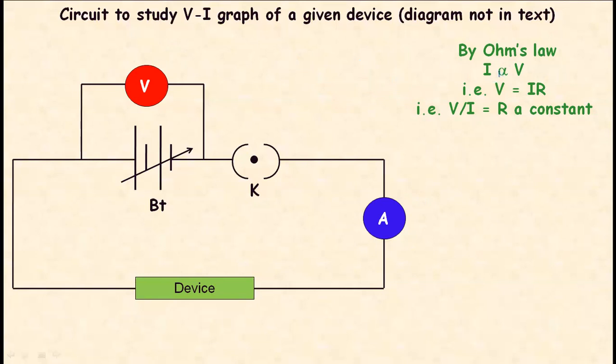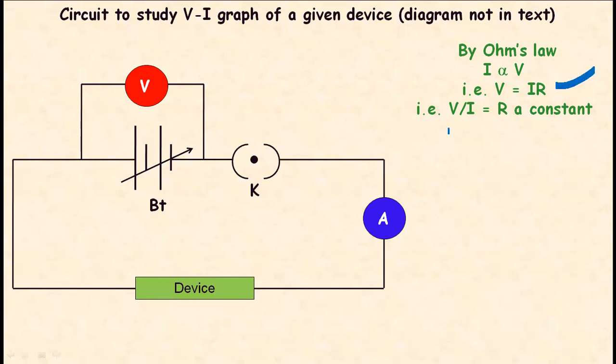So on converting the proportional sign to the equal sign, I introduce a constant of proportionality, which is none other than R here. So the constant R is called resistance, and it is supposed to be a constant. Okay. Now let me take I to the left hand side in this expression.